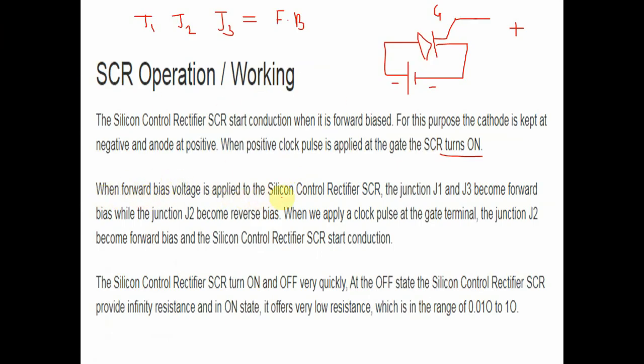When forward bias voltage is applied to the silicon controlled rectifier, J1 and J3 become forward bias and J2 is reverse bias. When we apply a clock pulse at the gate terminal, as already studied, the junction J2 becomes forward bias and the SCR starts conduction.